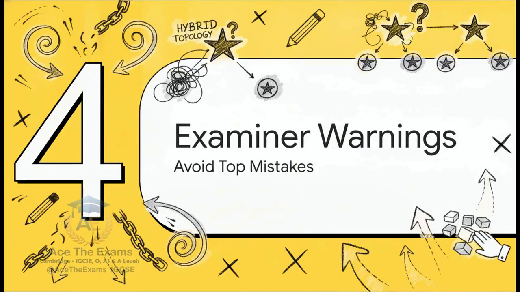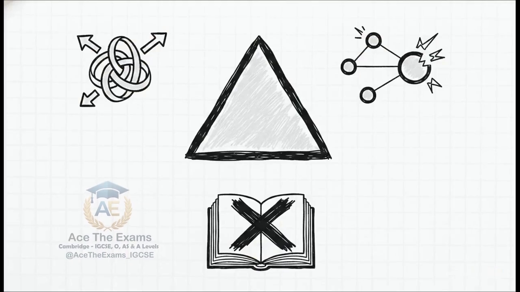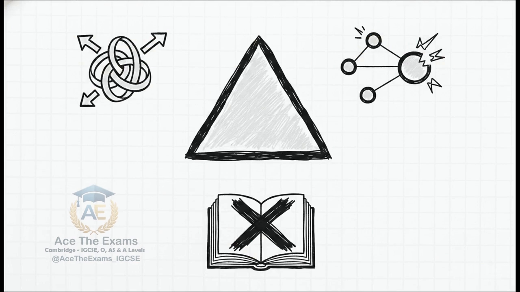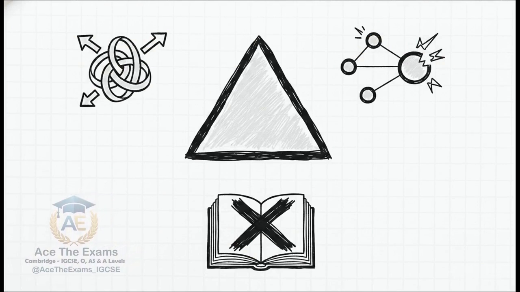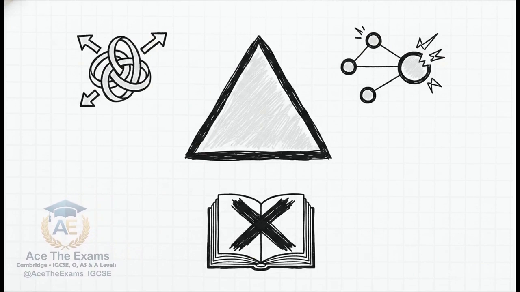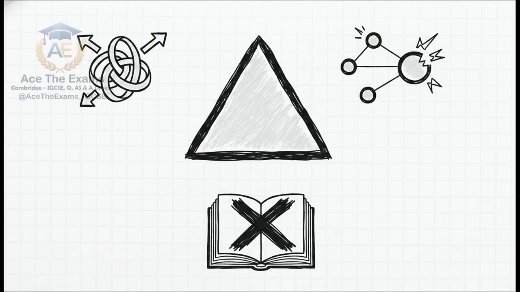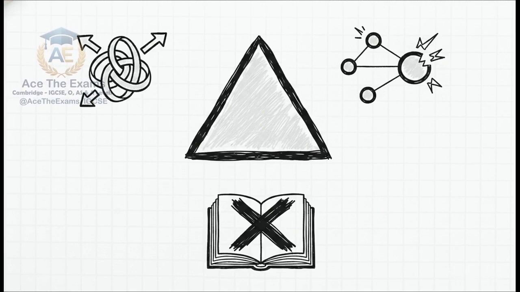Section 4. Top Examiner Warnings. This is where we learn from the fatal mistakes of others. Welcome to Challenge 2, Find the Flaw. I'm going to tell you the top 3 mistakes directly from the principal examiner reports, and you need to think about where you make these errors. Mistake 1. Confusing cause and effect. Mistake 2. Forgetting boundary conditions entirely. Mistake 3. Lacking specific context to the question.